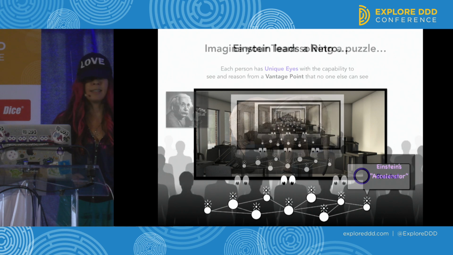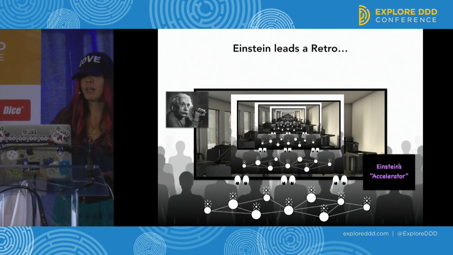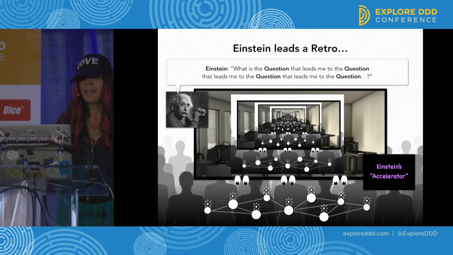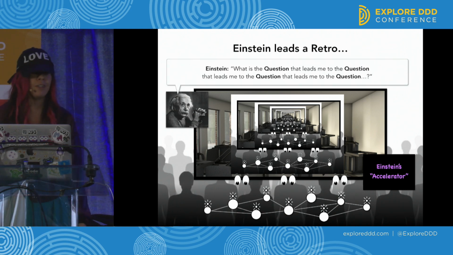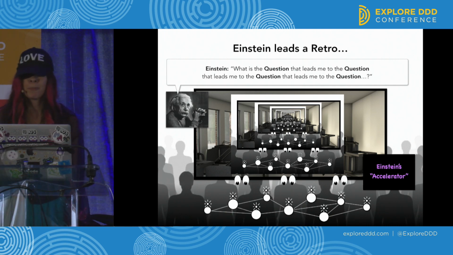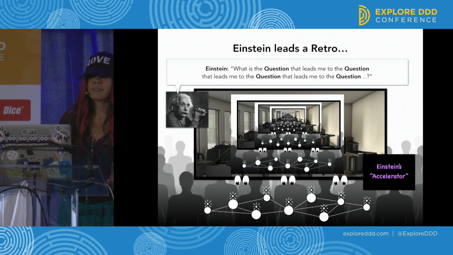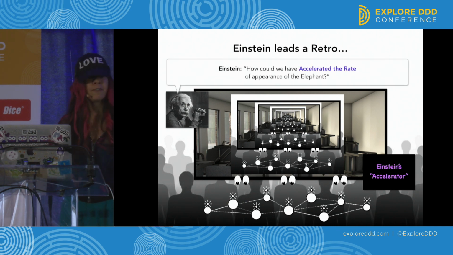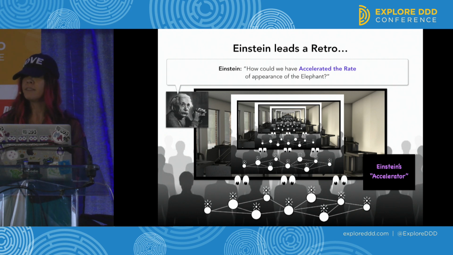So now Einstein comes in and leads the little retro, and the screen you see goes, and he asks, what is the question that leads me to the question, that leads me to the question, that leads me to the question? Back up, back up, back up. And then he asks, how could we have accelerated the rate of appearance of the elephant?